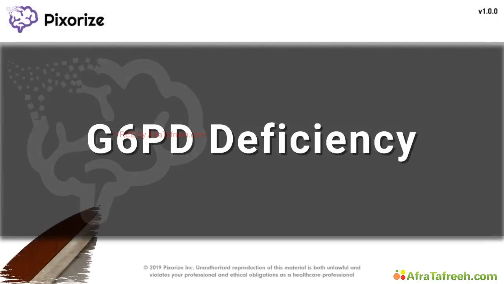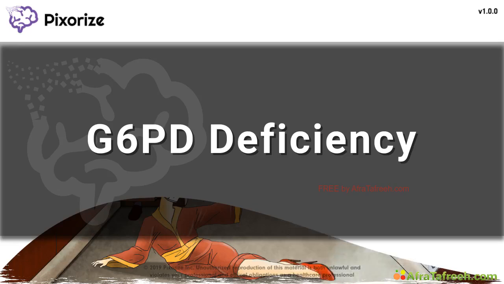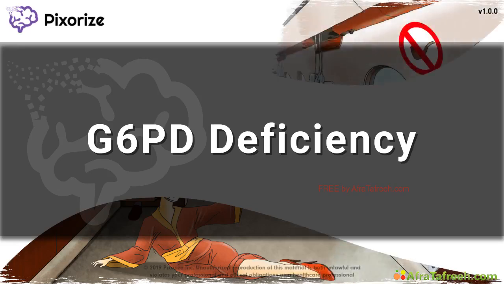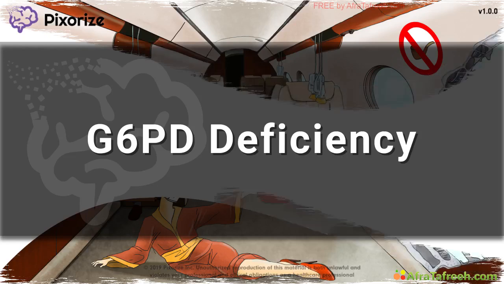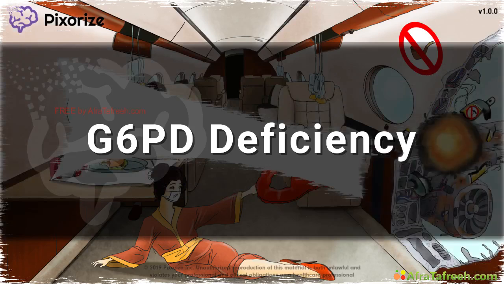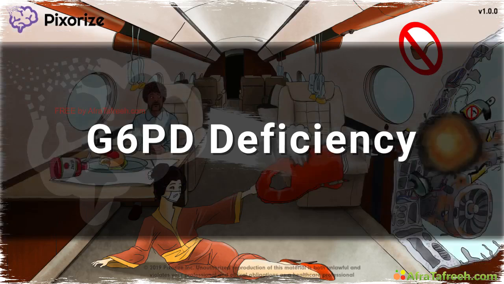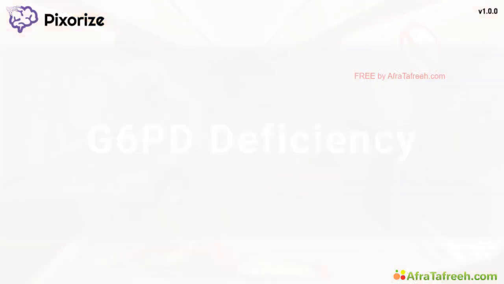Welcome to Pixarize's video on G6PD Deficiency, the most common human enzyme deficiency. Being a common enzyme deficiency, test takers love to use G6PD deficiency because of its many tie-ins to biochemistry, pharmacology, and pathology. Let me give you a visual way to remember all the details so you can tackle any question about G6PD deficiency on test day.